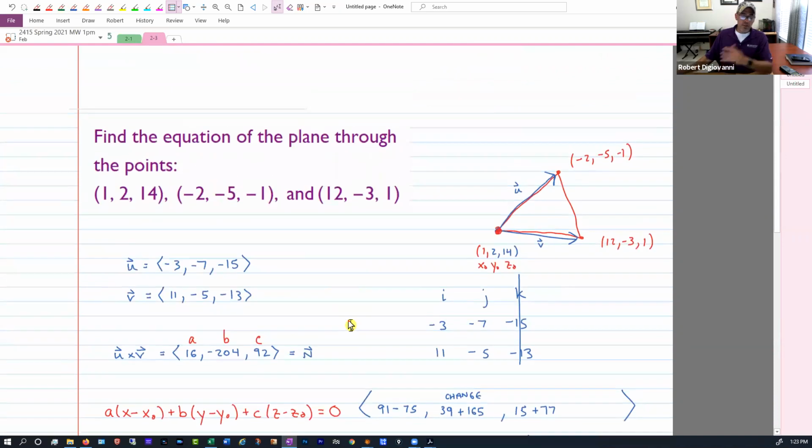Okay, so the big thing here is this. If you have 3 points that make up a plane, we should always be able to come up with the equation of that plane, just given the 3 points.